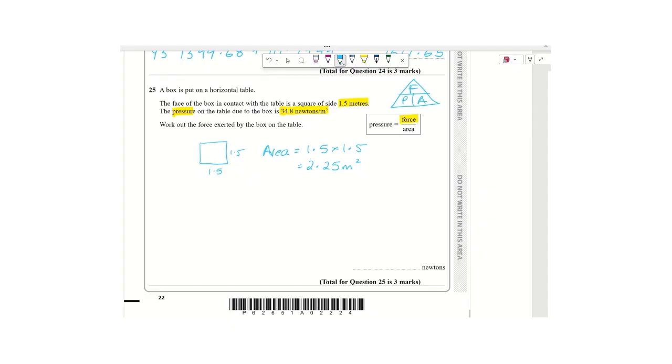So then to find force, if we look at our triangle here, force is the one at the top. So that means we're going to times the other 2 bits together. So force is pressure, which they tell us in the question is 34.8, times the area, which is 2.25. So again, we reach for our calculator and we get 78.3 newtons as our answer.